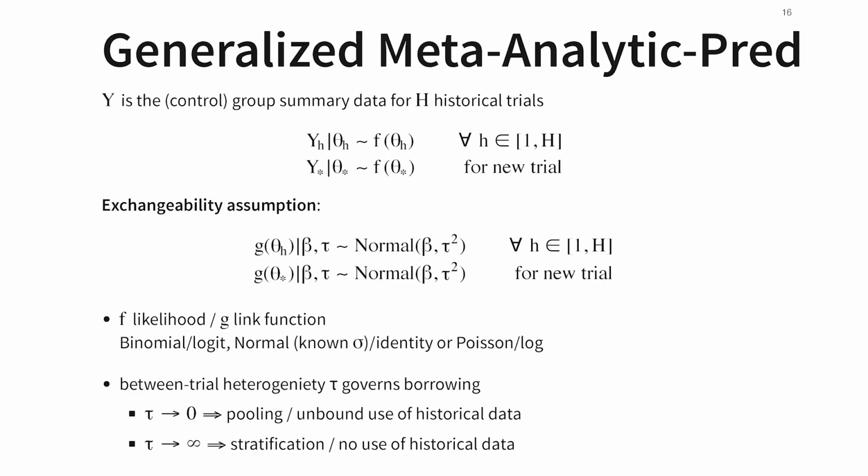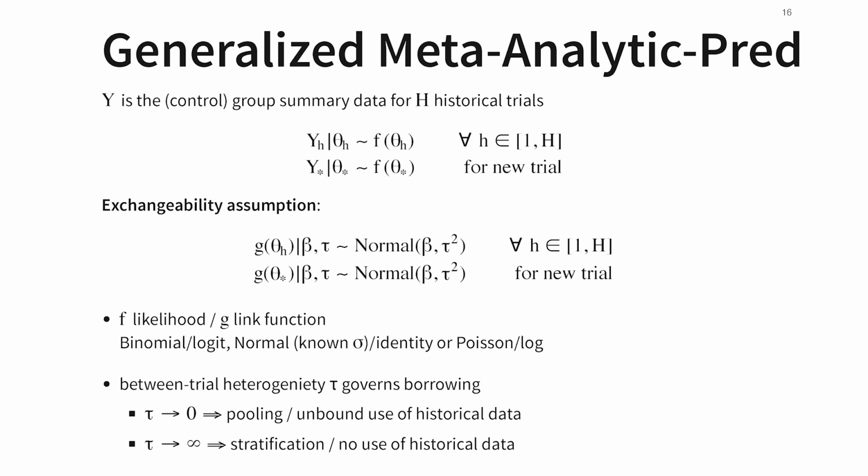The generalized meta-analytic predictive model. Capital Y is the control group summary data for capital H historical studies. So we allocate for each historical data item one control parameter, theta H, and put forward a likelihood, f, in the case of binary data, of course, a binomial likelihood. And we do the same for the new trial, obviously. Another way, by the way, to think about this prior is to just declare the data of the new trial to be missing. That's another way to view it, and it leads to basically the same results.